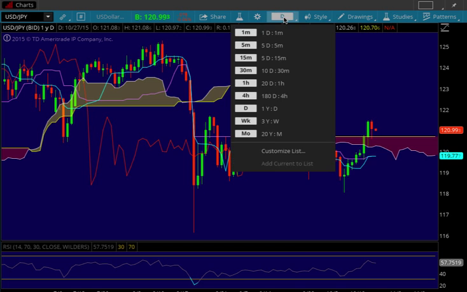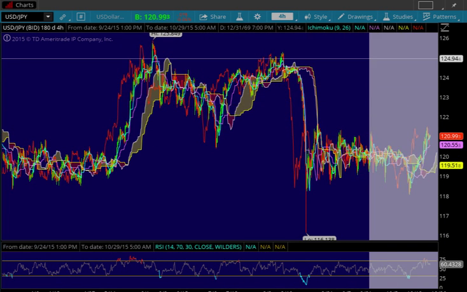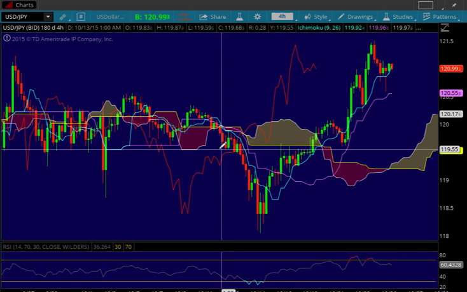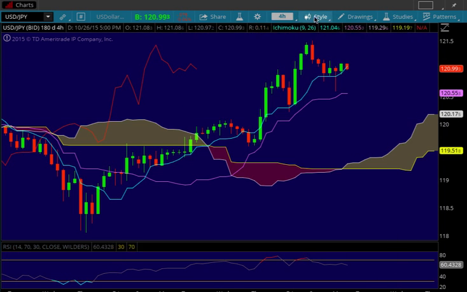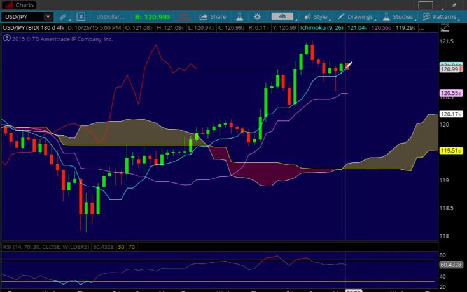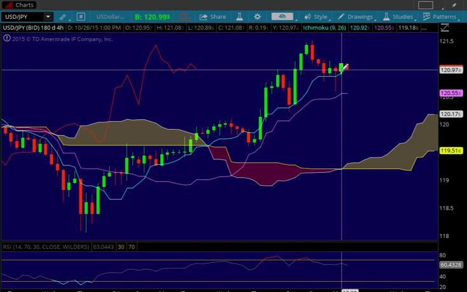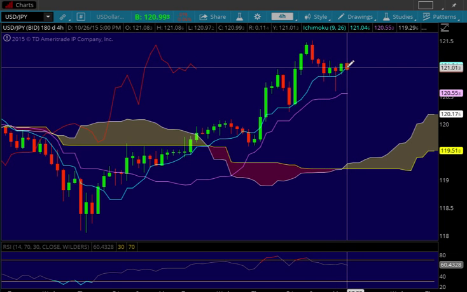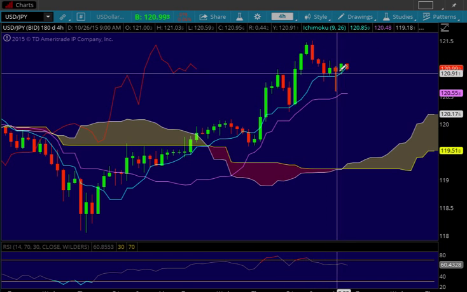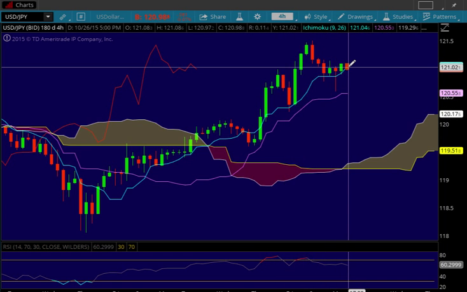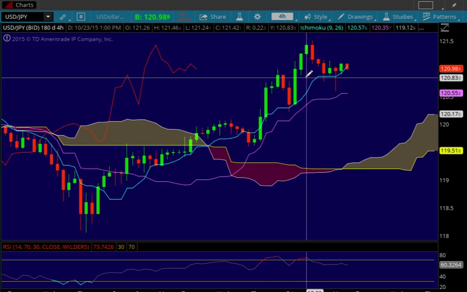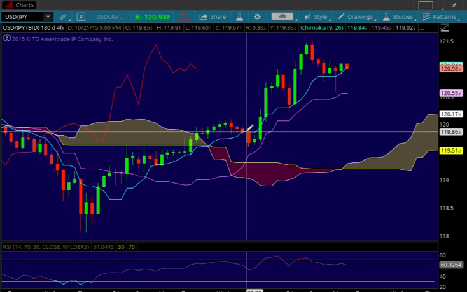Let's look at the 4-hour time frame. 4-hour time frame on dollar yen is also still bullish, but we are challenging the Tenkan Sen support here. So if we expect prices to go higher, it's important to hold the Tenkan Sen on a closing basis. You see that all the candles have indeed held the Tenkan Sen on a closing basis up until now.